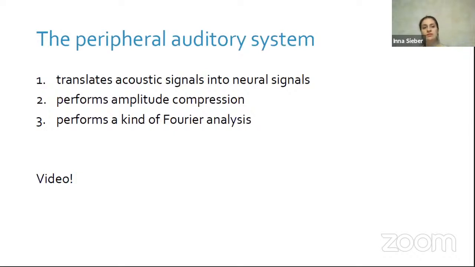The peripheral auditory system does three different things. It translates acoustic signals into neural signals. At the same time, it performs amplitude compression. And the third thing, it performs a kind of Fourier analysis so that we could have, in our brains, some kind of spectrograms, so that we could analyze sounds and understand what is said.